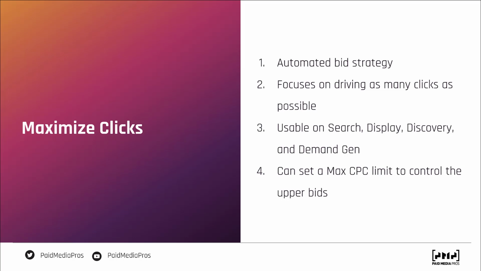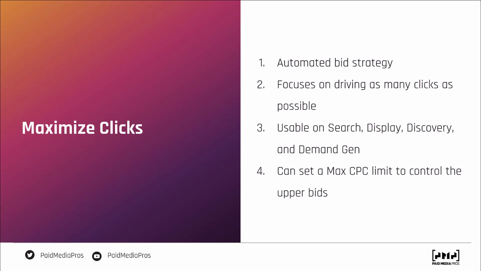This is an automated bid strategy, and the goal is for Google to try and get as many clicks as possible while spending your full budget every single day. So think about that from both sides. Whatever daily budget you set, Google is going to try and spend that entire thing and get you as many clicks as possible in the mix. Its first priority is to spend the budget. The second is to get the cost per click as low as possible so it can have as many clicks. This is eligible for search, display, discovery, and demand gen campaigns.